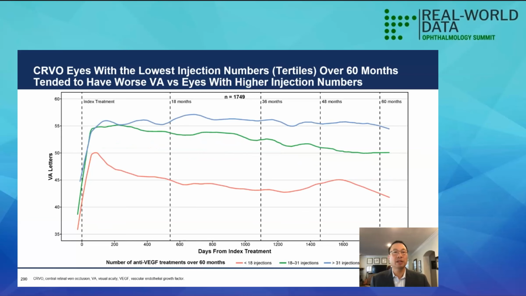Similar results were seen in the CRVO group. You can see here that the eyes that are denoted in the blue with over 31 injections in the CRVO group in the 60-month cohort had the best visual acuity outcomes compared with those eyes that had the lowest tertile of injections of less than 18, as you can see here in the orange line at the bottom of this slide.